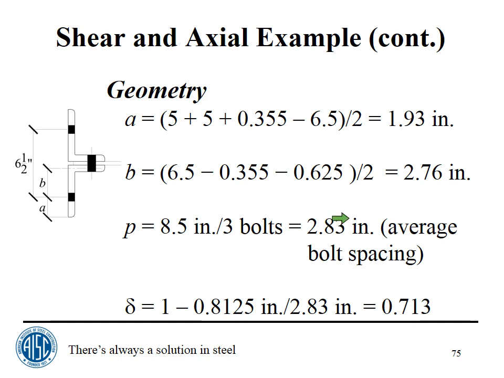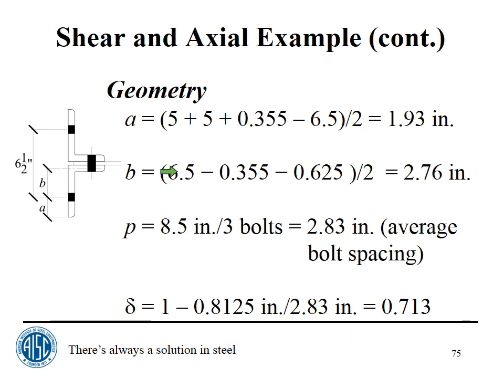The geometry. A is the distance from the toe of the angle to the center of the bolt. So it's just using the calculations that you see here. The angle leg is 5, so it's 5 plus the thickness of the web, which is 0.355, minus the cross centers, and divide that by 2 gives me 1.93 inches.